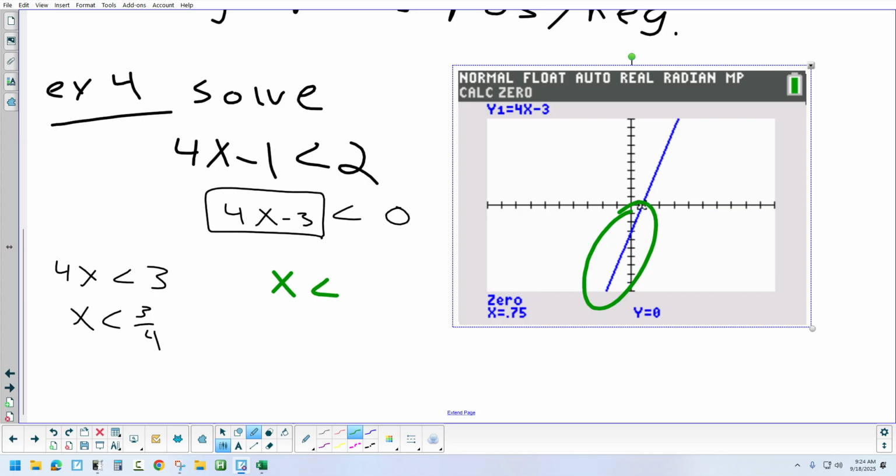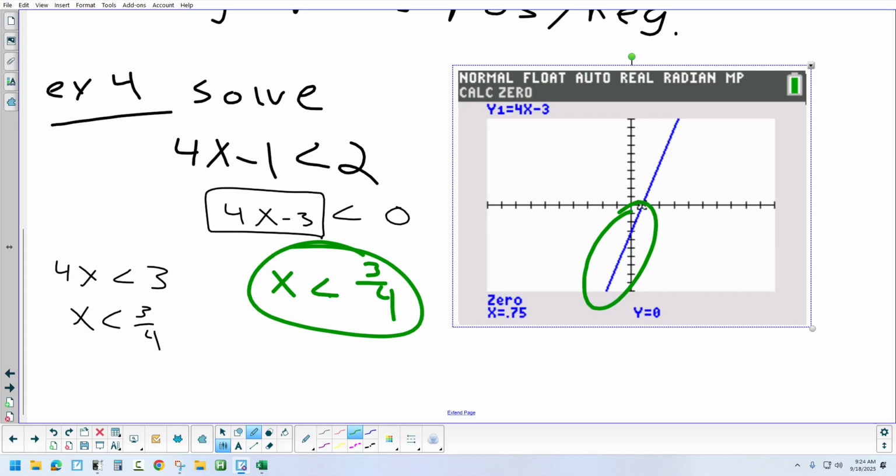You can put 0.75 or you could put 3/4. You could do it either way. But it's exactly the same answer I got as when I did it algebraically. Is there any question how I calculated the 0 and then interpreted that I wanted everything less than that number?